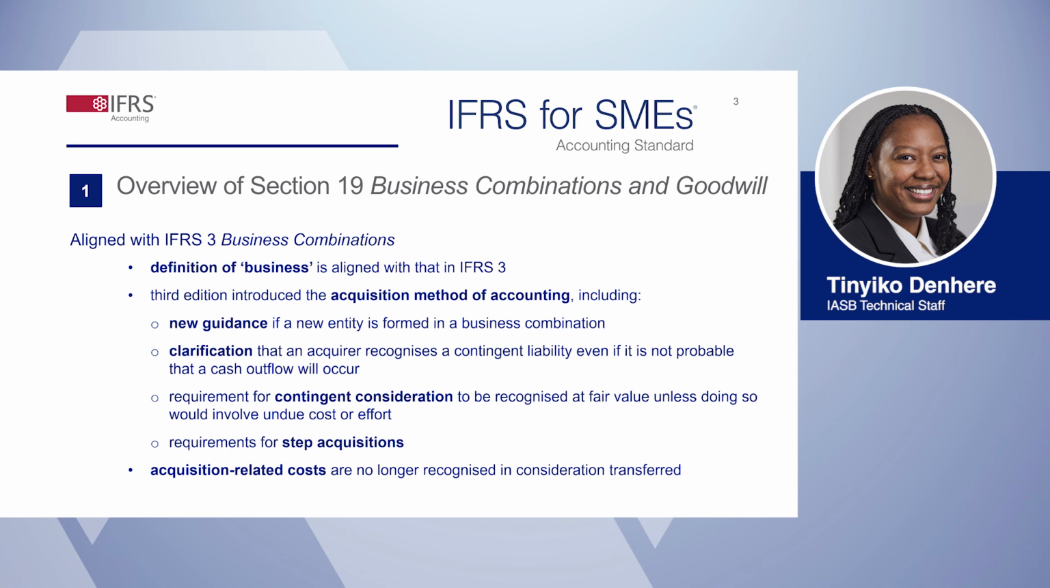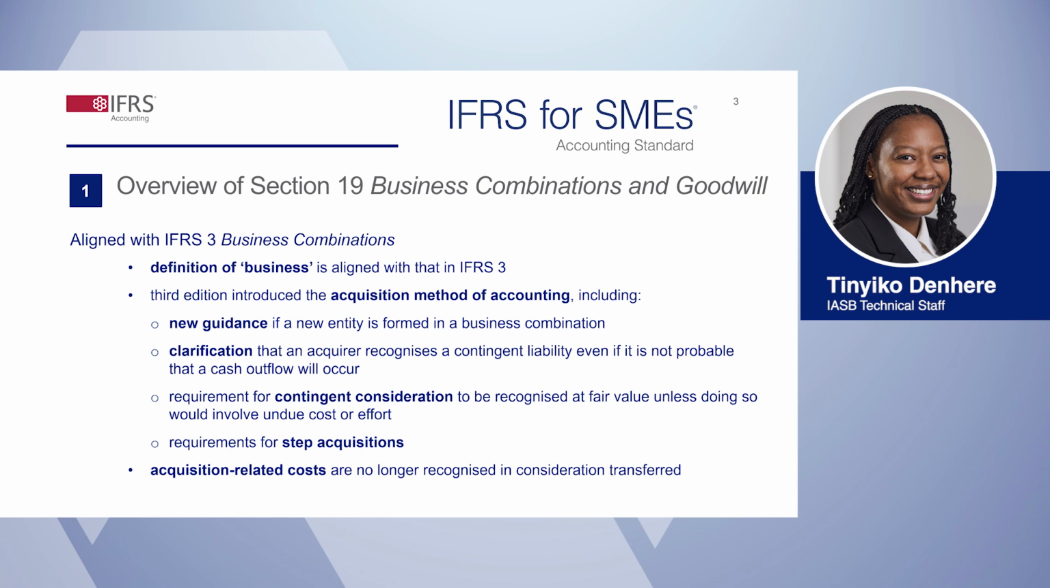First, let's look at the key features of the section. Section 19 was previously aligned with IFRS 3 as issued in 2004. IFRS 3 was revised in 2008 and has since been amended. In the third edition of the standard, Section 19 is aligned with the current version of IFRS 3, including all recent amendments. The revised Section 19 introduces a new definition of a business and requires the acquisition method of accounting for a business combination. The section also includes new requirements relating to topics on which the standard was previously silent.